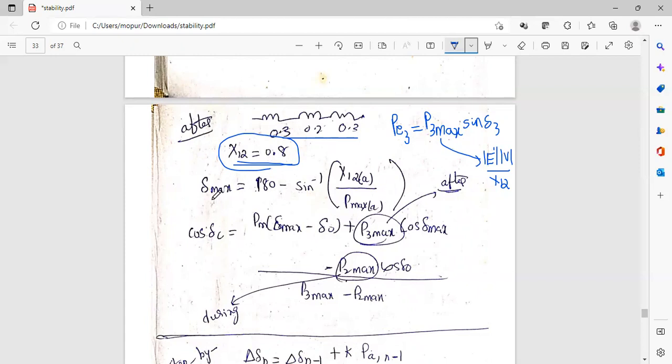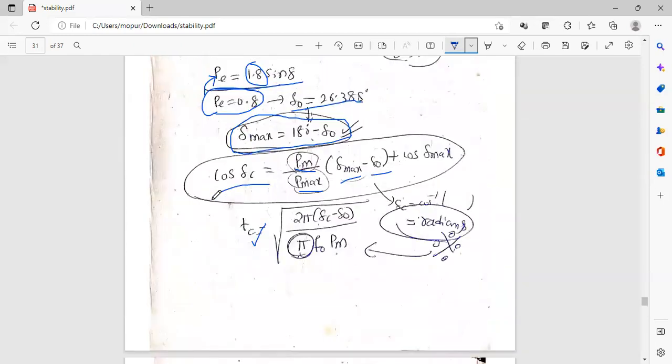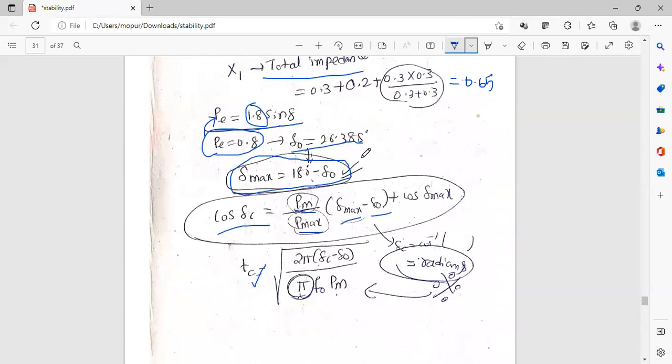Now del max is equals to 180 minus, in the previous case for application 1, how we found out the del max? Del max is equals to 180 minus del naught. This is formula for application 1. For application 1 and application 2, you should know what is the del naught, what is cos del C. Once you got the value of del C from cos del C, you can substitute in this TC formula. This TC formula remains same for all the application. For application 1, that is fault at the sending end, this del max is equals to 180 minus del naught.